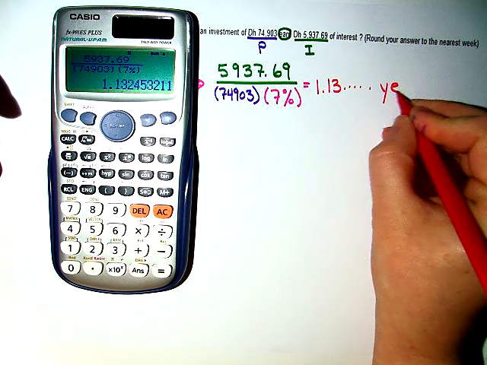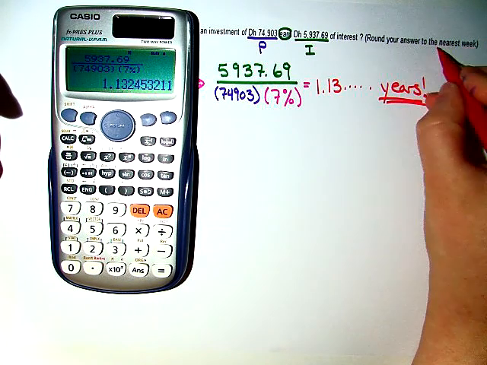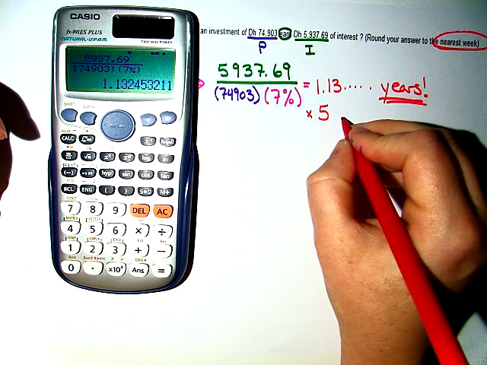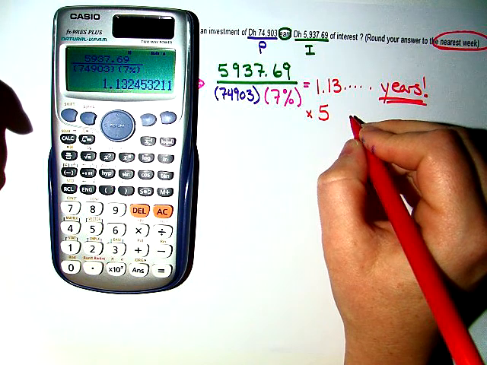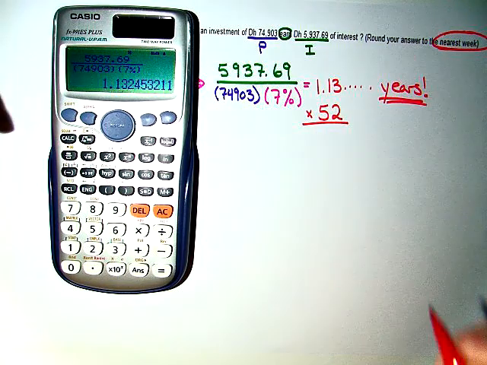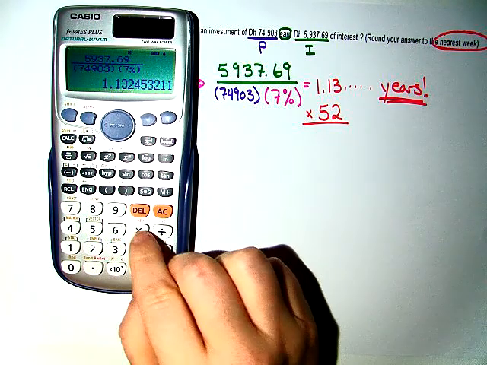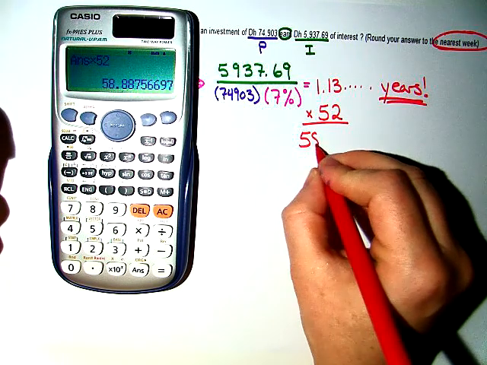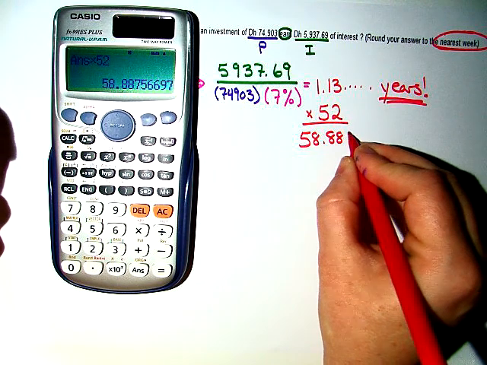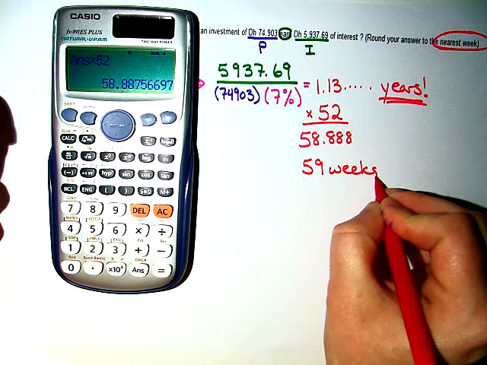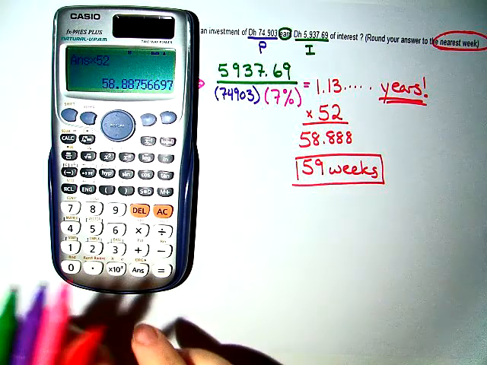But remember, this is in years, and we're asking about the week. So we need to take the number that we get and multiply it by 52. How many weeks are in a year? This is something that a lot of y'all have trouble with. Okay, 52 weeks a year. So, multiply by 52, and we get the answer 58.88, basically 8. But we want to go to the nearest week, so we're looking at 59 weeks. So after 59 weeks, this will come true.